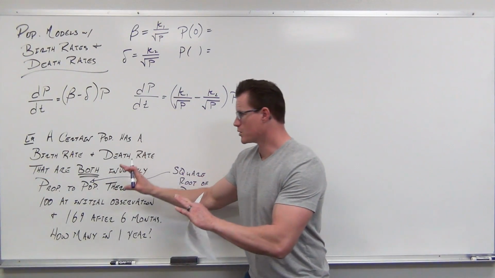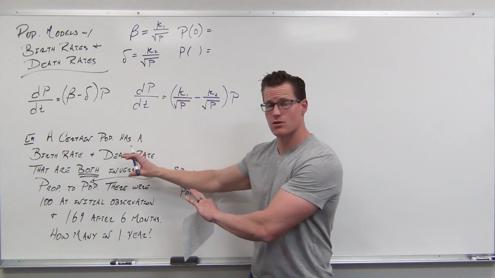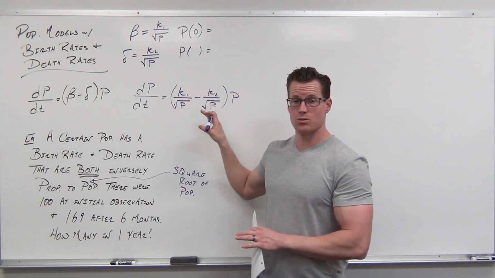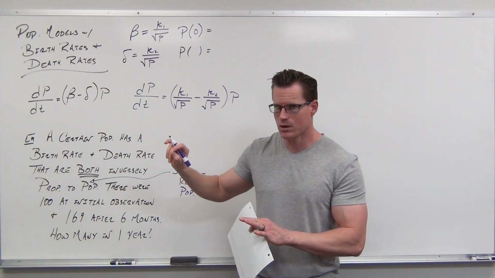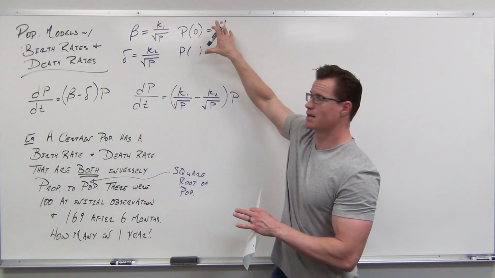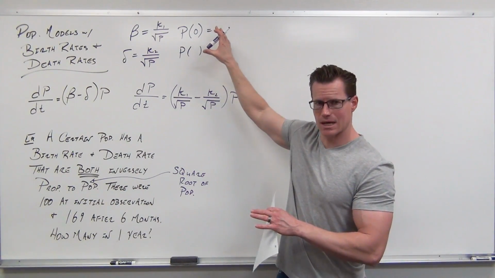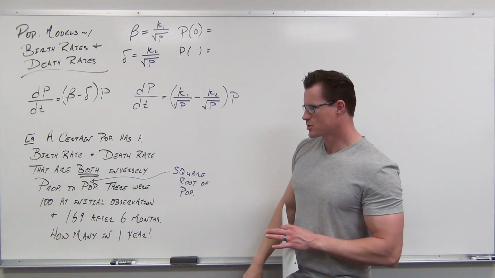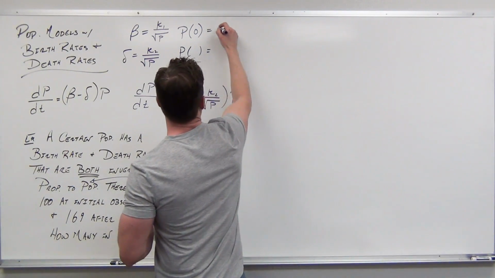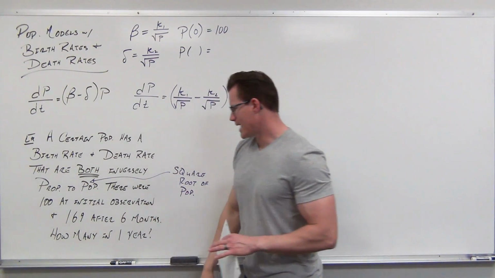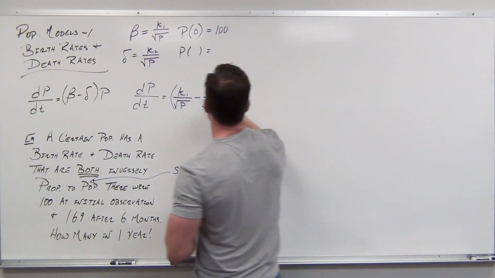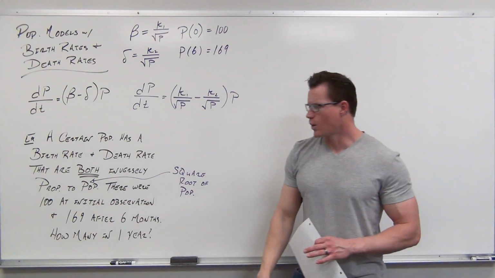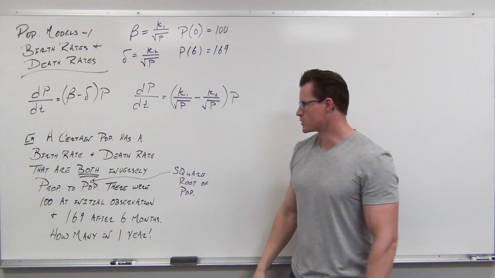So we've gone through, we've understood what our birth rates and death rates are. We were very careful writing those. We've made our substitution. We now have a differential equation that we're going to work with in just a minute. But before we go any further, we're not going to use this information yet, but we're going to write down the initial condition. So there were 100 at time 0. And after 6 months, there were 169 of this particular species.